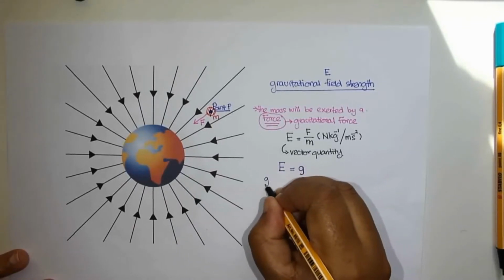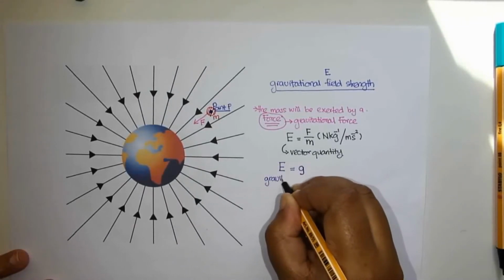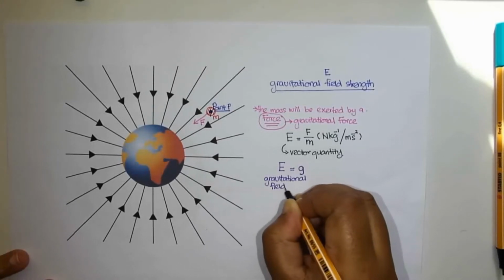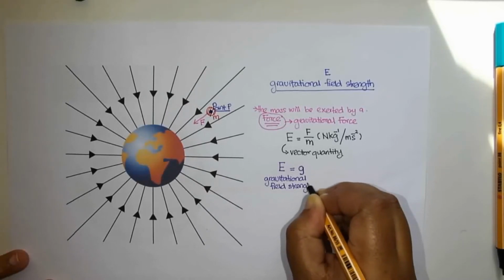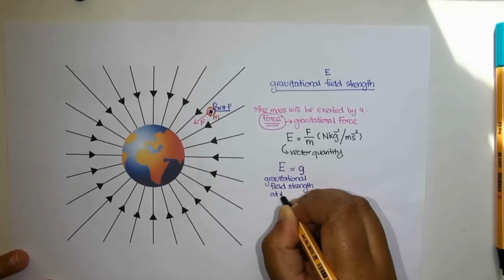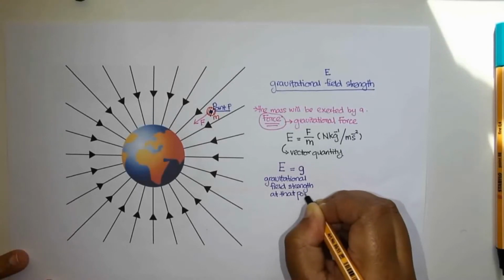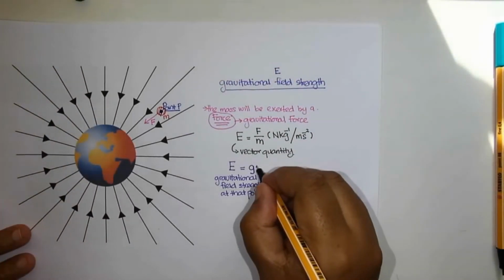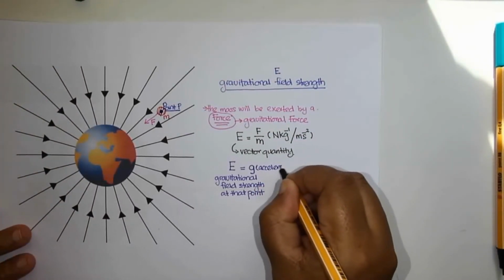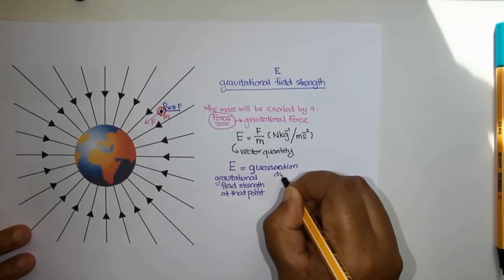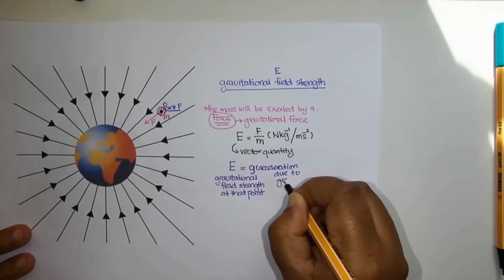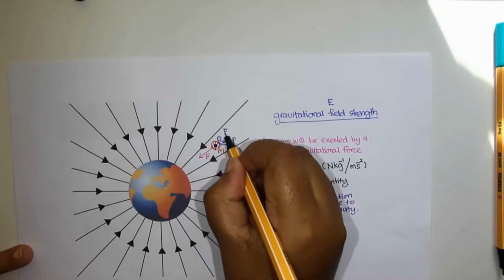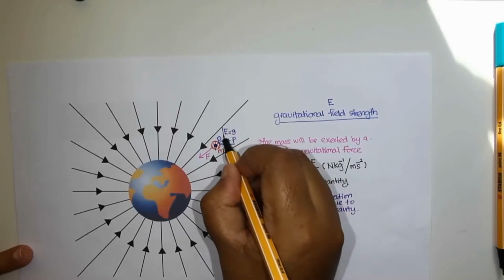So I'm going to write here in words: gravitational field strength at that point equals the acceleration due to gravity at that point. So the E at that point is equal to the g at that point.